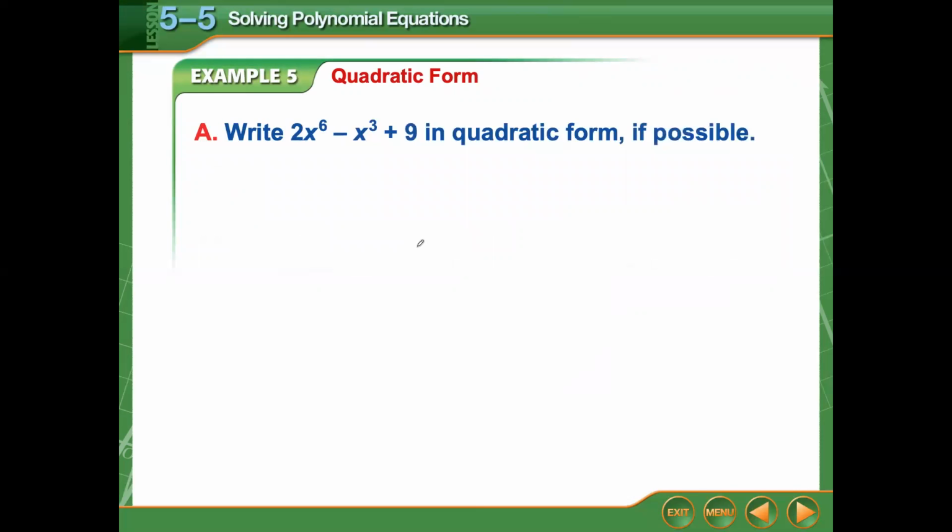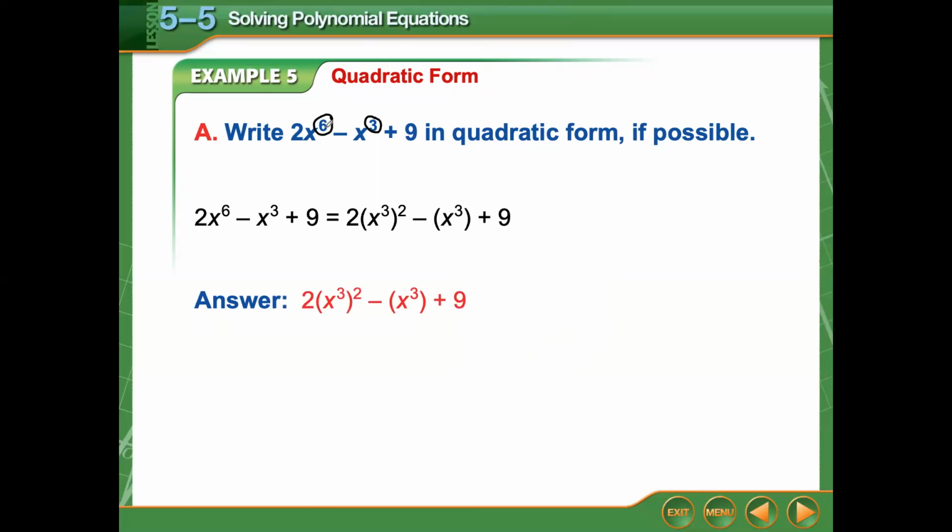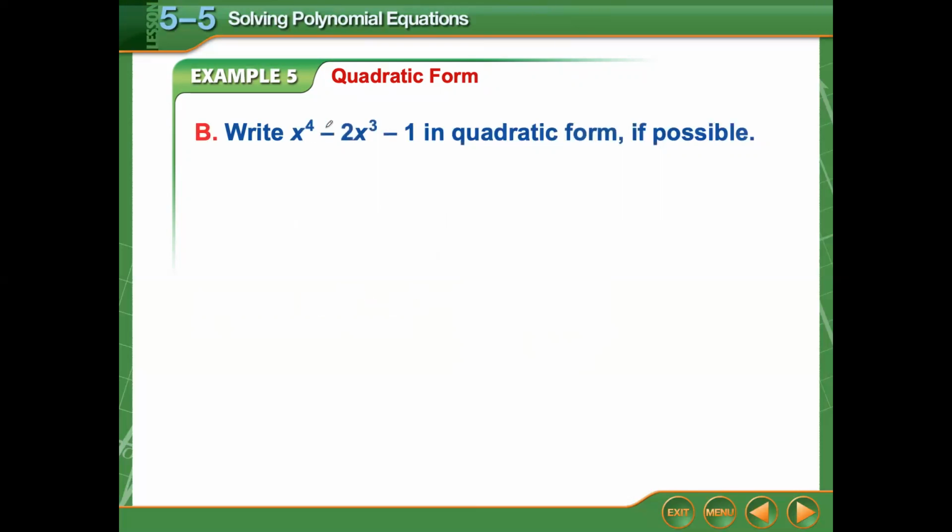So we have here in our example number 5, 2x to the 6 minus x cubed plus 9. We can go ahead and write this in quadratic form. x to the 6 is the same thing as saying x cubed squared. So one thing you can always check is if this exponent, multiplied by 2, equals this exponent here. If that is the case, then you can go ahead and write it in quadratic form. If that's not the case, you won't be able to. So pretty much the only difference here is that now it's 2 times x cubed squared minus x cubed plus 9.